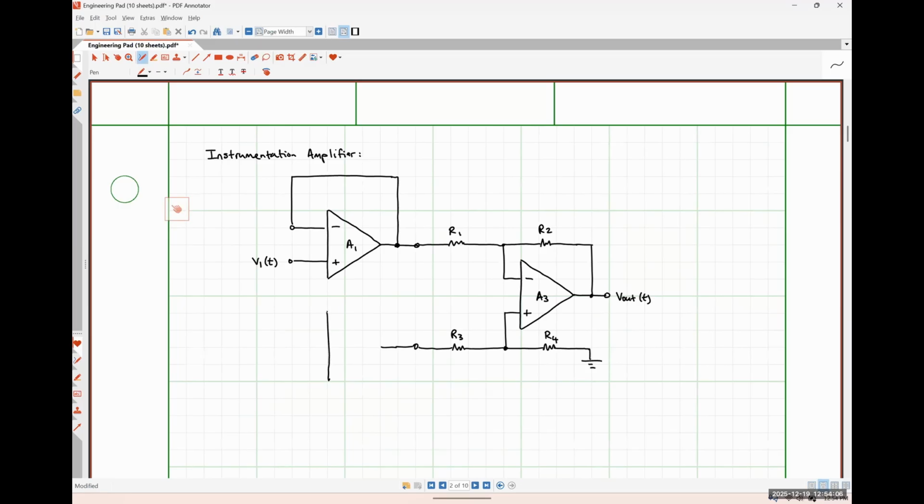And now I'm going to draw my op amp A2 here. And we'll put plus here, minus here. My input signal V2 will go here. And I'll have another feedback path around this way. So this is an instrumentation amplifier.